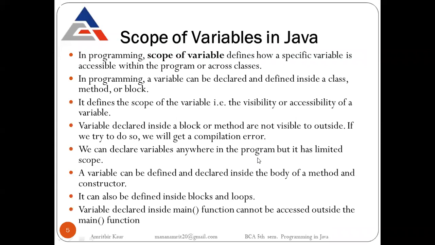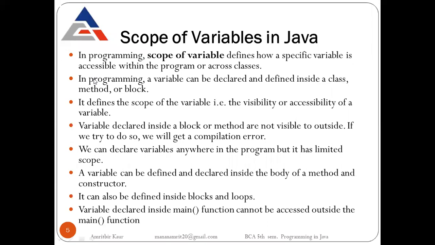So now our next topic is scope of a variable in Java. In the previous lecture, we studied about variables and their types. So now we will study about scope of a variable. Firstly, what is scope of a variable? In simple words, we can say a location from which a variable can be accessed.